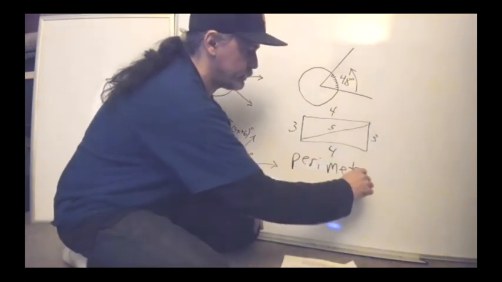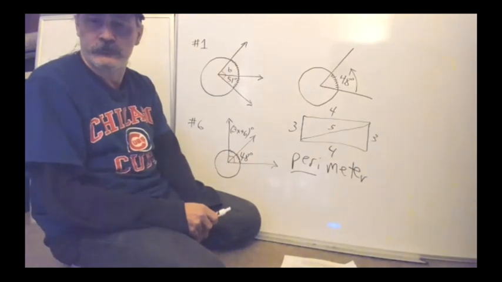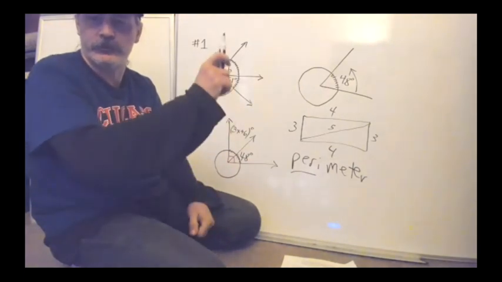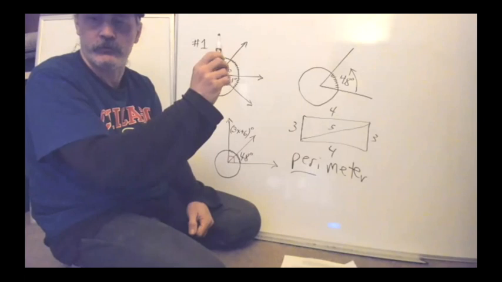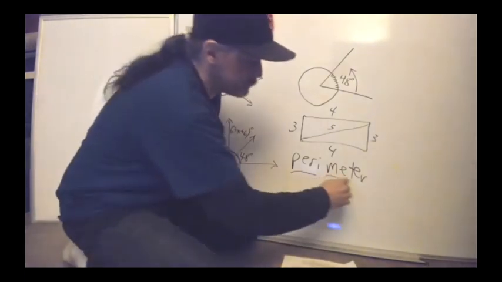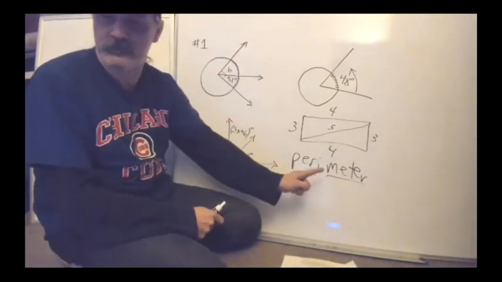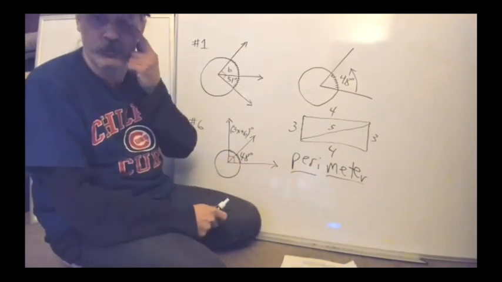Perimeter. Peri, like a periscope. Right? So a submarine sticks the periscope up and then looks around the outside of the submarine. Peri. Meter, to measure. So this word literally means measuring the outside. That's what that word literally means.